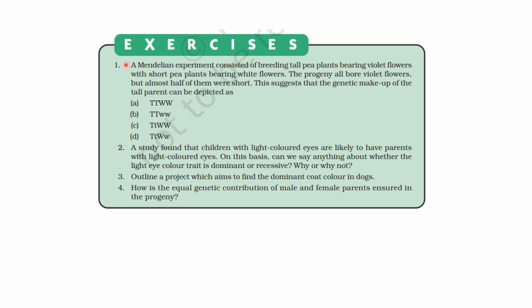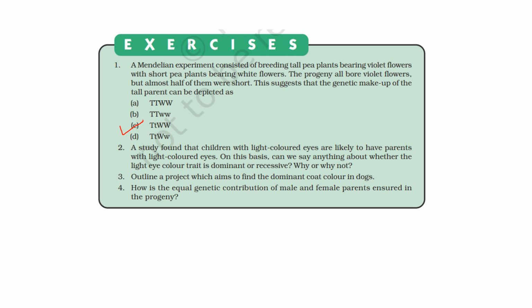So, here come the exercise questions. First question is a Mendelian experiment consisted of breeding tall pea plants bearing violet flowers with short pea plants bearing white flowers. Okay. The progeny all bore violet flowers, but almost half of them were short. Right. So this suggests that the genetic makeup of the tall parent can be depicted as, तो इसका आंसर होगा basically C option. Let's see how.